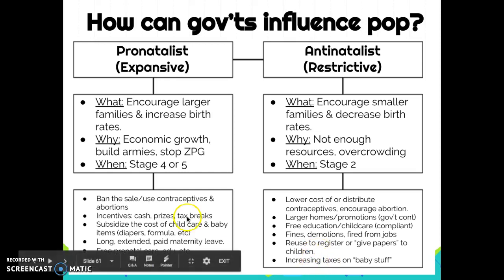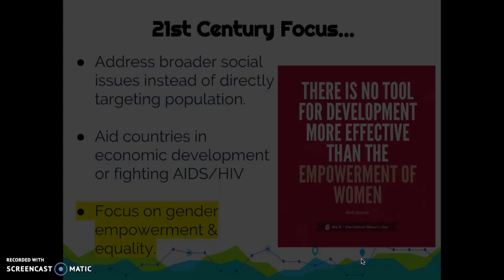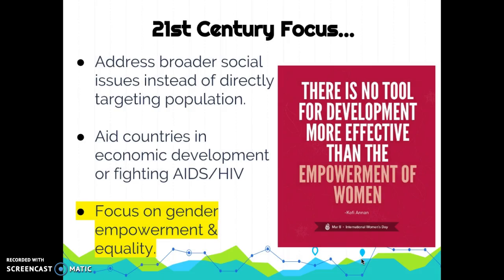And then lastly, in opposite of what I told you over here, instead of subsidizing the cost of childcare and baby items, they could increase the cost of that baby stuff. So here's what you need to know about the focus in the 21st century, right? The focus on population, and how to control it, is to address broader social issues that cause overpopulation or underpopulation rather than directly targeting the population itself, right?